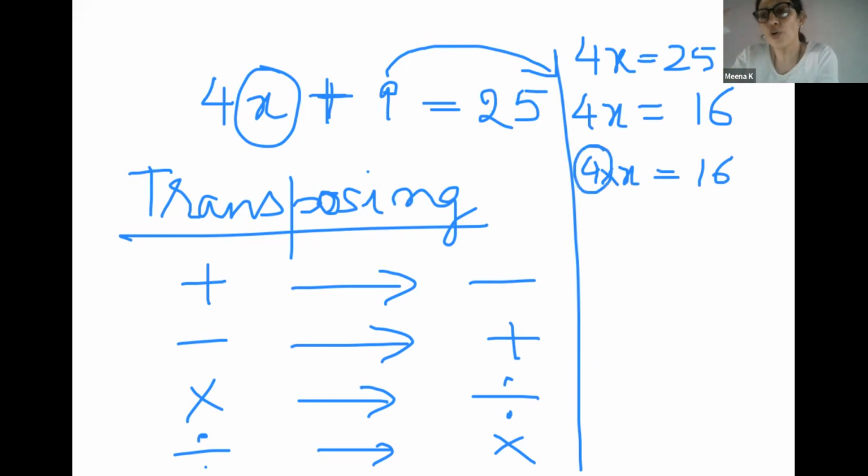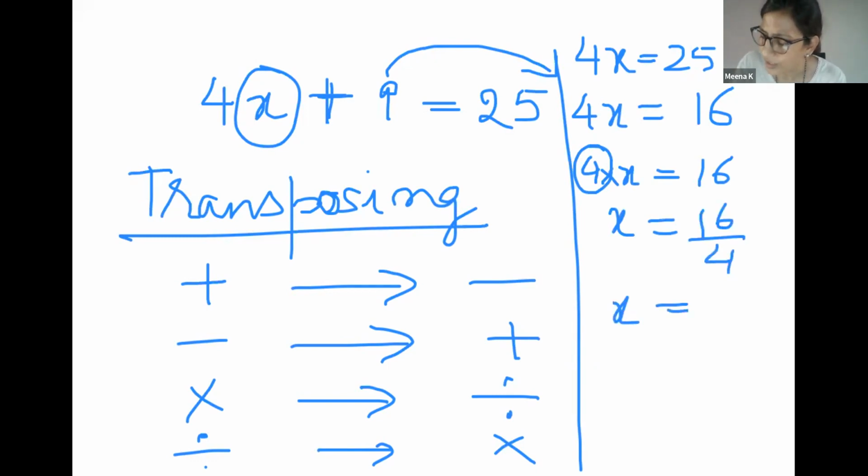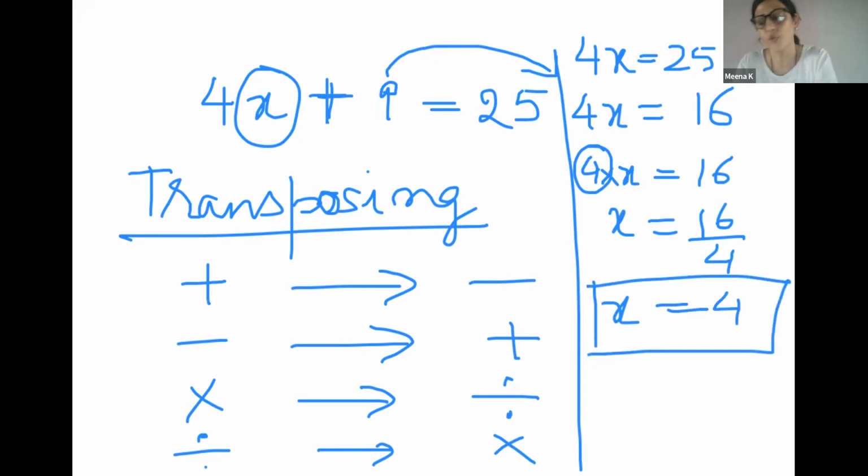So when I take the 4 to the other side, here it is in multiplication. When it goes to the other side, it will come in division. So 16 divided by 4. When I divide 16 by 4, I get 4. So the value of x is equal to 4. Yes, Sujal, Yani, yes, Darsh. Very good. Excellent. I like that you're being so active, right?